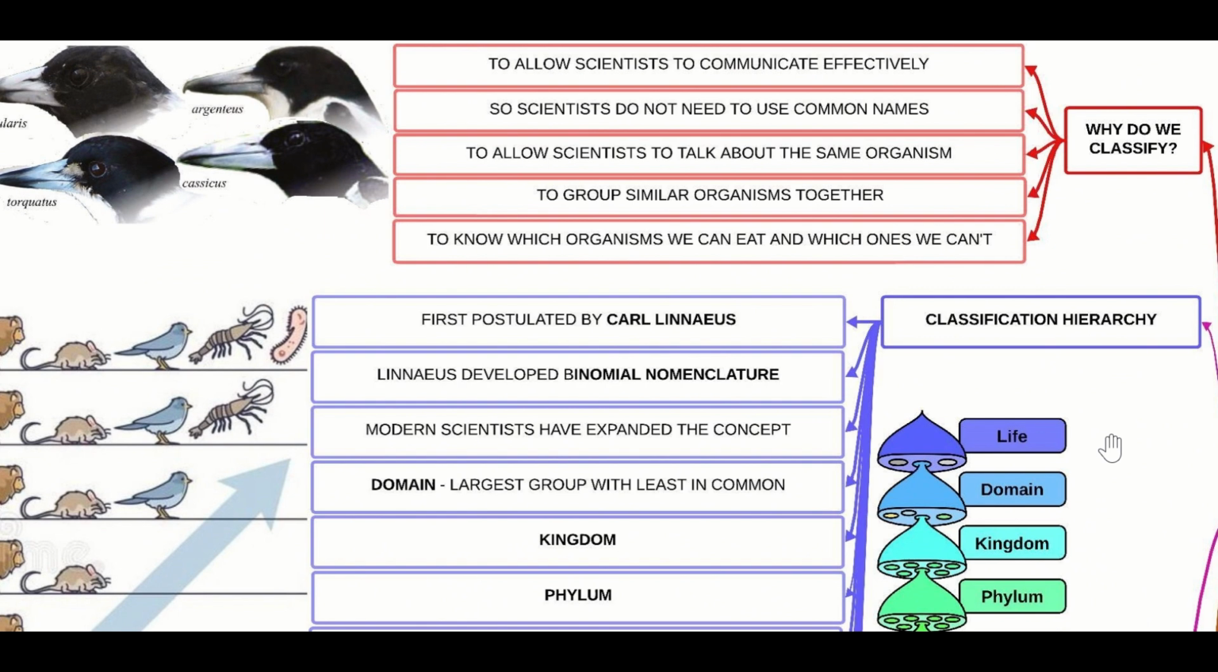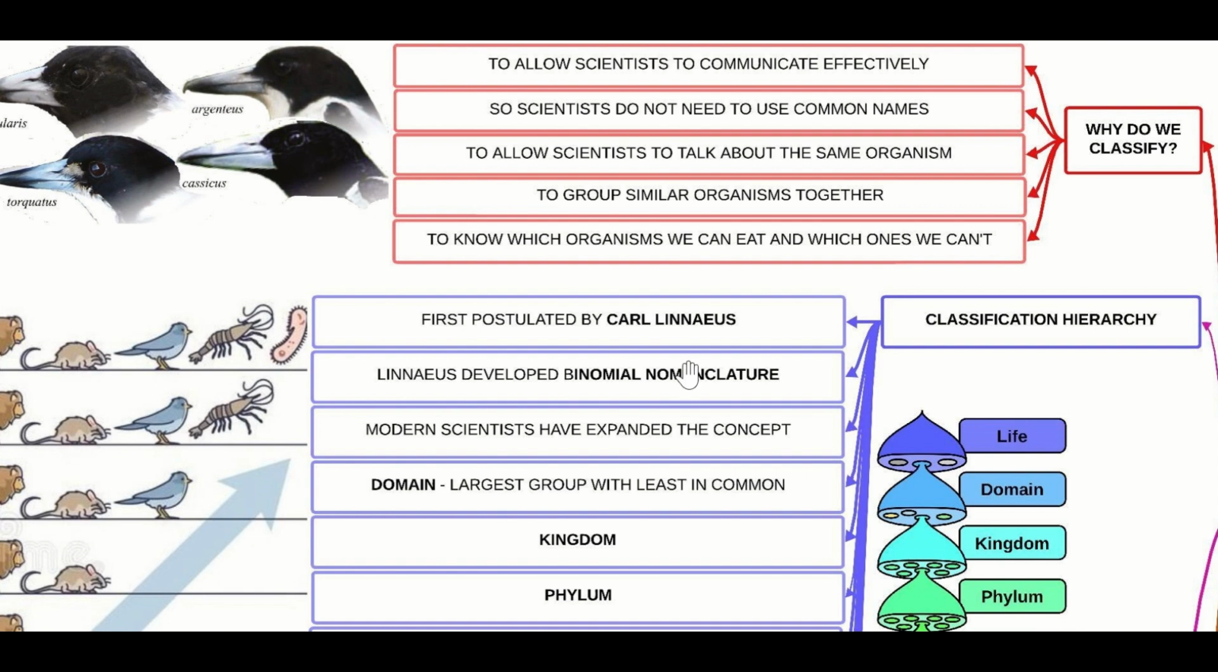All right. First of all, we're going to discuss why do we classify? Well, Carl Linnaeus, back when he was alive a long time ago, was having problems communicating with other scientists about organisms. He was finding that people were using common names and they weren't actually talking about the same thing anyway. So the first thing is it allows scientists to communicate effectively and to not use common names. It also allows scientists to talk about the same organism when they want to talk about the same organism. It also allows us normal people to group similar organisms together and also to know which ones we can eat and which ones we can't.